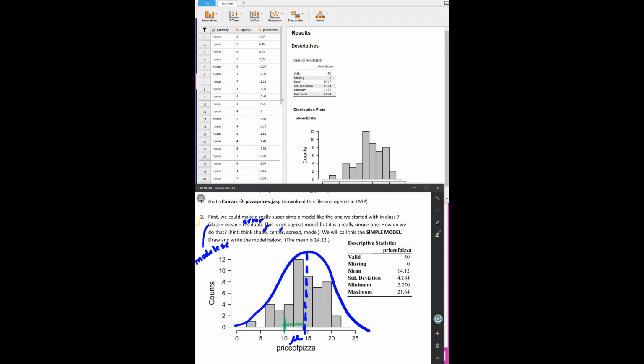You could draw it on the left, you could draw it on the right, you could draw it up higher, you could draw it down lower. But as long as you're representing that average spread around the mean by indicating this population standard deviation, sigma, that's what I'm looking for.